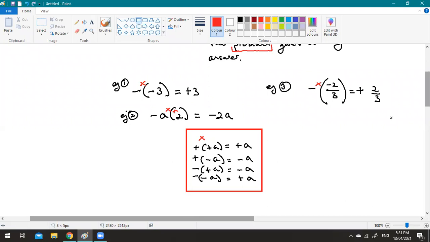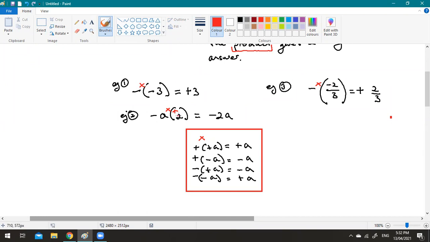So just a quick recap of what I just did. If we have questions that end up like this, to remove the bracket, we know there is an understood multiply, and a negative multiplied by a negative will give us a positive answer.